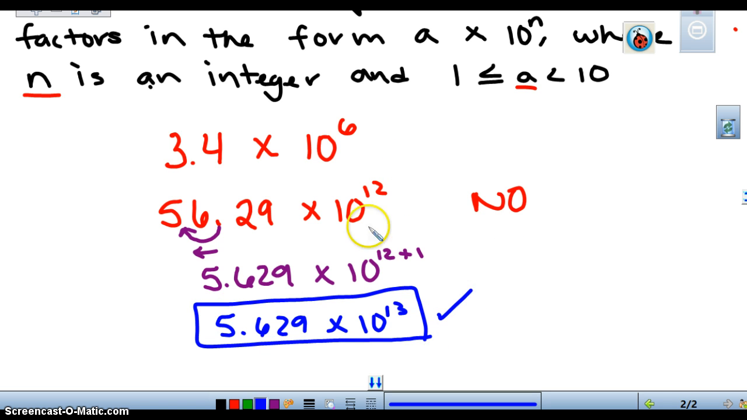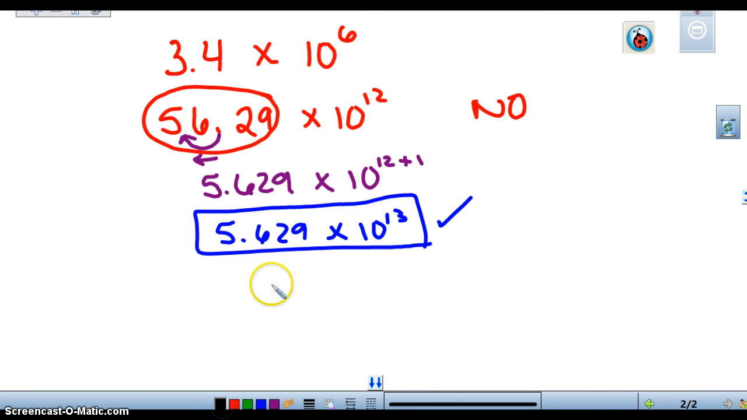How do you know when it's wrong? See how originally the number right here was not between 1 and 10? It's 56. So this number has to be 1, or 1.1, or 1.2, or any number in between. It could actually be 1, but less than 10, so it cannot be 10. It can be 9.9999. It cannot be 0.3.